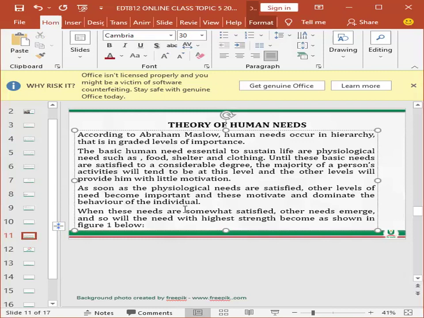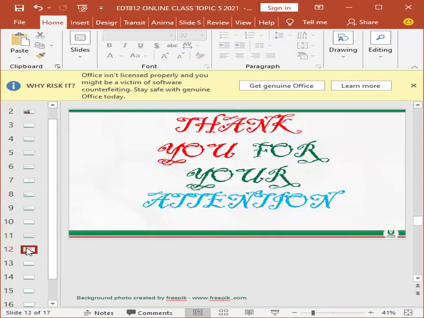When these needs are somewhat satisfied, other needs emerge, and so the needs with higher strength become important as soon as those below are met. I tried as much as possible to show this, but unfortunately, it's not coming up the way it's supposed to.